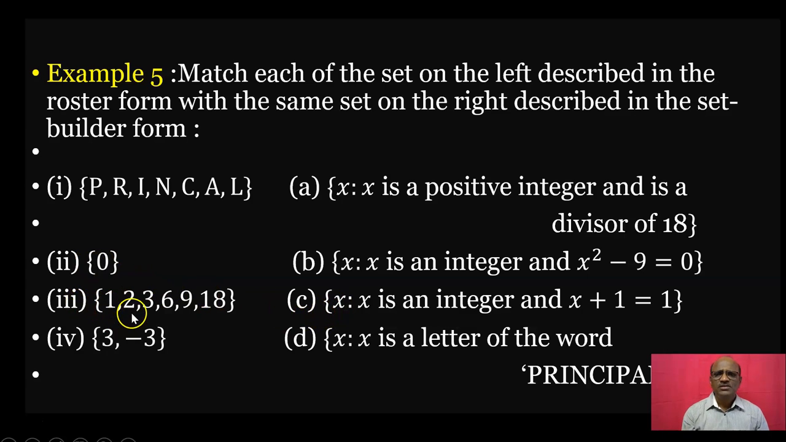And what about 1, 2, 3, 6, 9, 18? That is A: {x : x is a positive integer and a divisor of 18}. All these are divisors of 18. And what about 3 and −3? Here is B: {x : x is an integer and x² − 9 = 0}. If we take x = 3, 9 − 9 is 0. x = −3, again 9 − 9 is 0. And in this way, now see this answer.